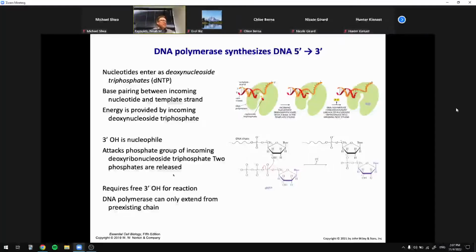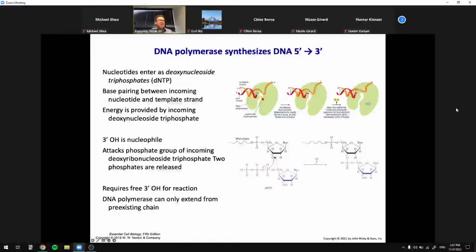Okay, and the enzyme that replicates the DNA is DNA polymerase. DNA polymerase always goes in the 5' to 3' direction. So what this means is it's going to take an incoming base, take the 5' phosphate and hook it up to the 3' hydroxyl of the base that's already at the end of the chain. So 5' is hooked onto 3'. So that's why we call it 5' to 3'.